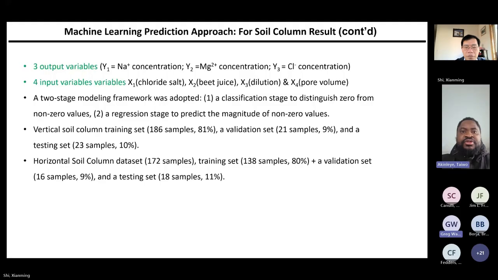And then the two-stage modeling, which is just classifying from zero to non-zeros, that's using the statistical methods, and then using regression analysis to be able to predict our results. So for example, we talked about the data set, horizontal soil column 172, a training data set and validation set. And then also for vertical, we had almost similar, 186. So it's about close to 400 data points for this model.